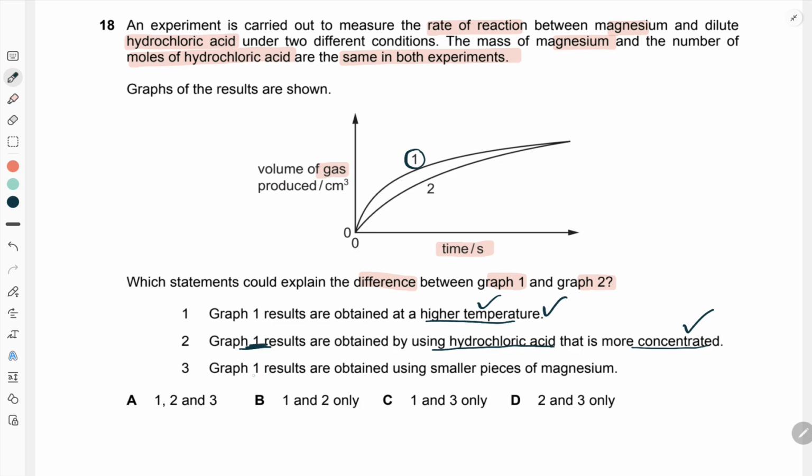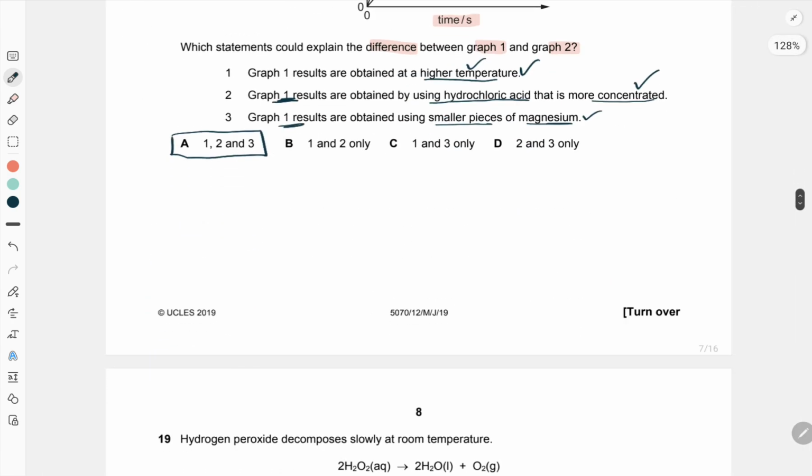Graph 1 obtained using smaller pieces of magnesium. So the fourth factor which I was mentioning earlier, if you use a powdered salt or metal, that will increase the surface area. So the rate of reaction will definitely increase. So yes, graph 1 could be performed using smaller pieces of magnesium or powdered magnesium. So all statements 1, 2 and 3 are correct. Therefore, A is the correct answer.